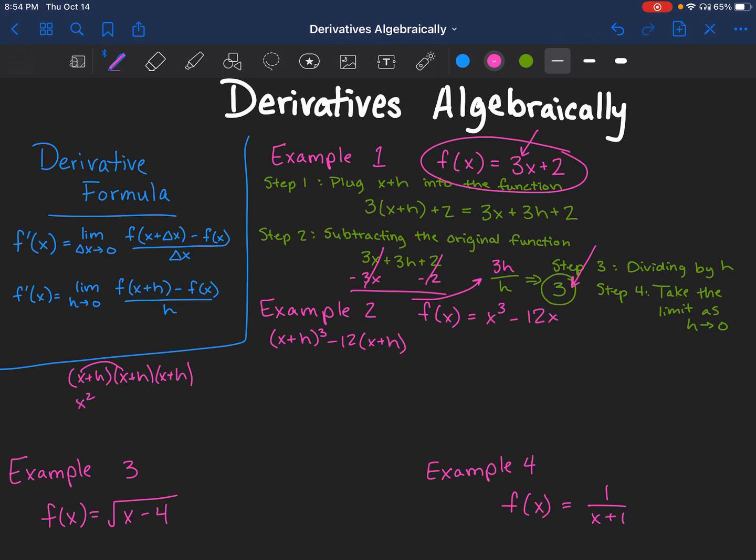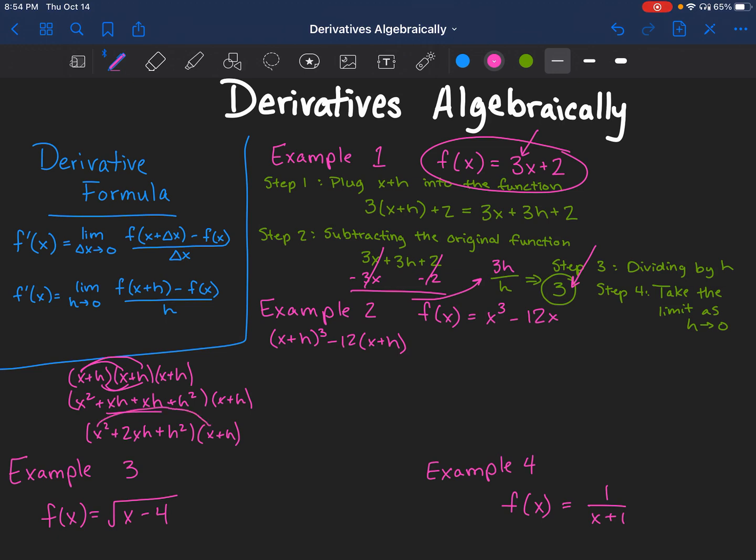So x times x makes x squared. We're going to do x times h, which makes xh. We're going to do h times x, which, again, order is not going to be particularly important. And then we're going to do h times h, which makes h squared. I'm going to simplify that just a tiny bit because I've got 2 xh's. So I'm going to write that x squared plus 2xh plus h squared. And now I'm going to multiply that again by x plus h.